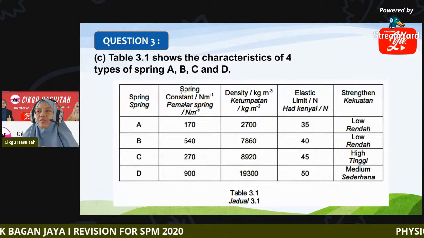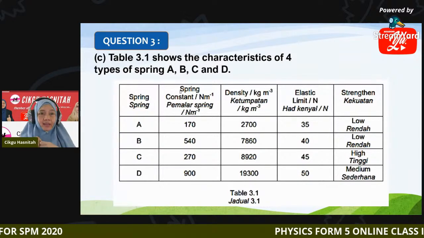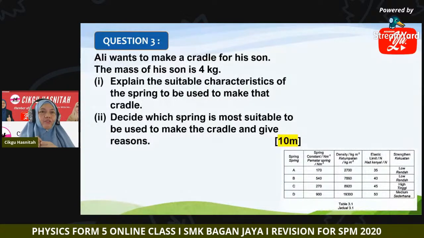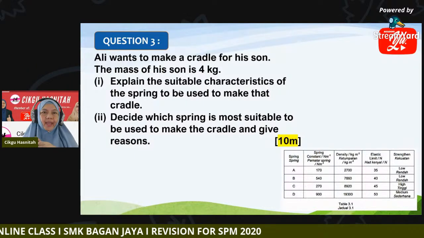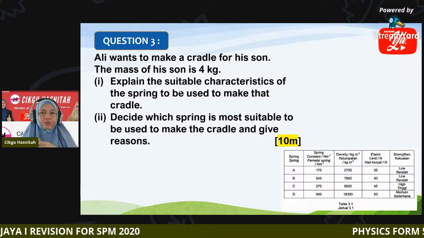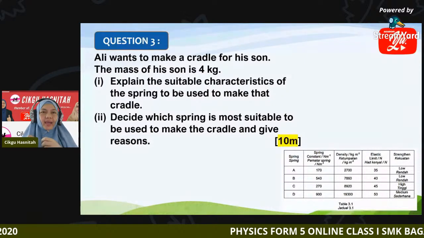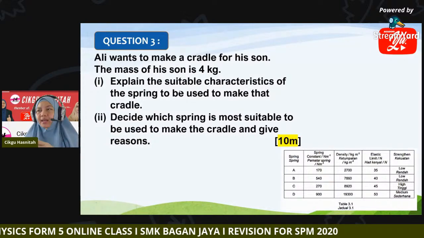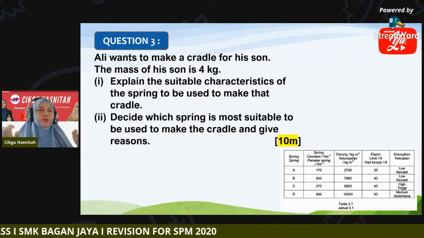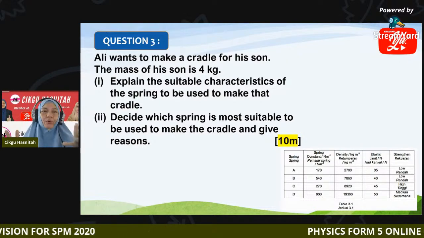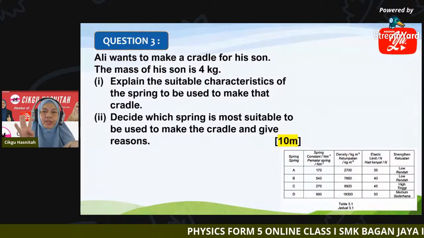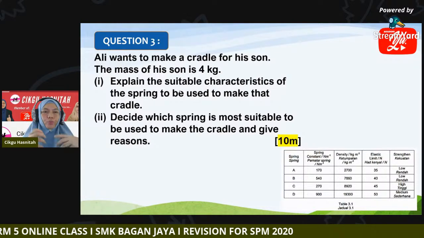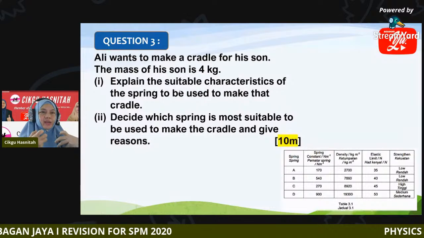So this spring is used to make a cradle. Ali wants to make a cradle for his son of mass 4 kg. So explain the suitable characteristics of the spring to be used to make the cradle, and decide which spring is the most suitable to make a cradle and give your reason. Ali wants to make a cradle for his 4 kilogram son. So he has four options: A, B, C, or D. You have to help him choose which spring is the most suitable to make the cradle.